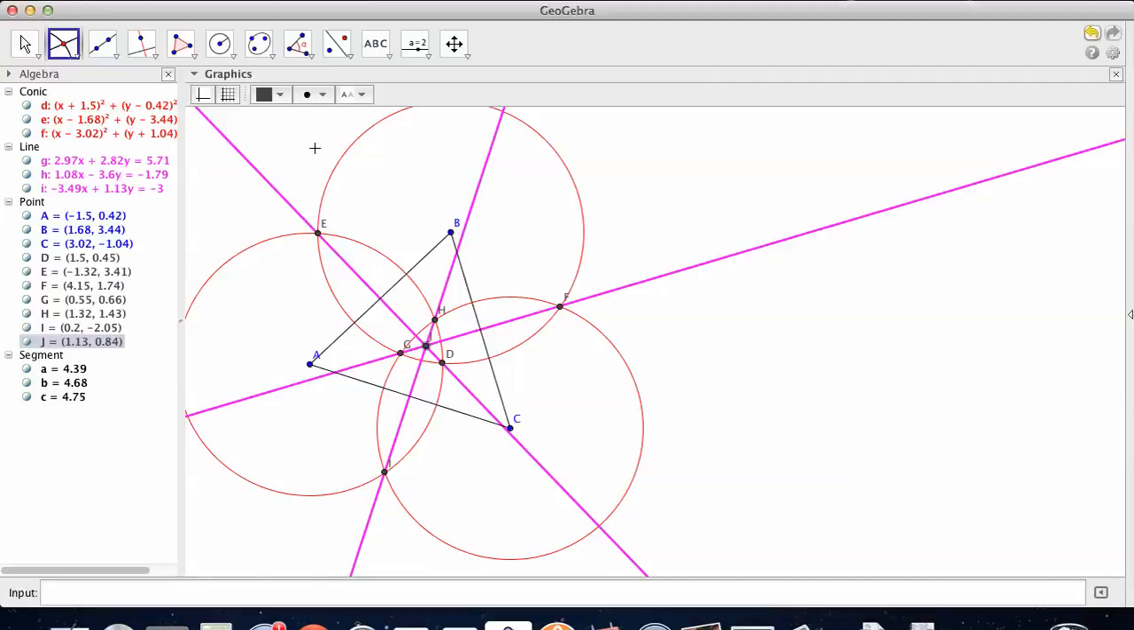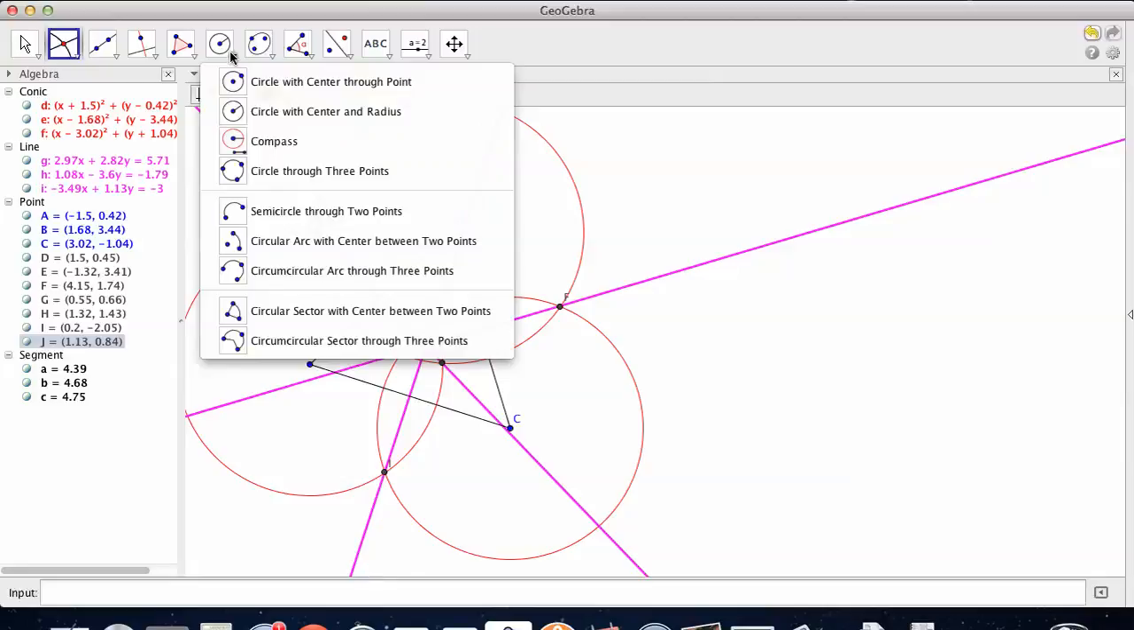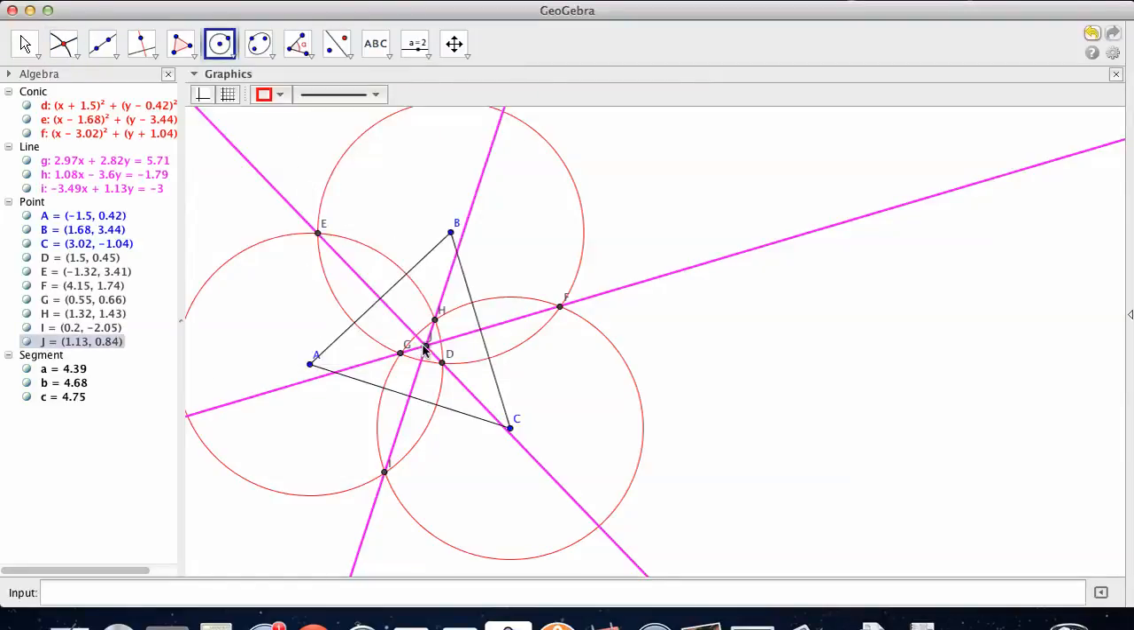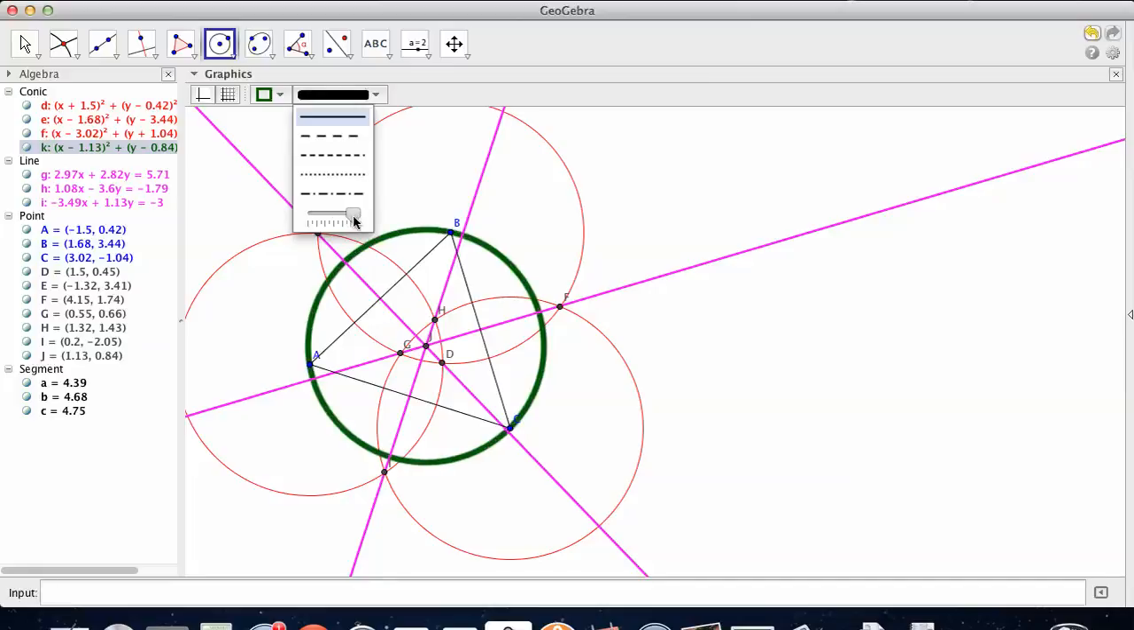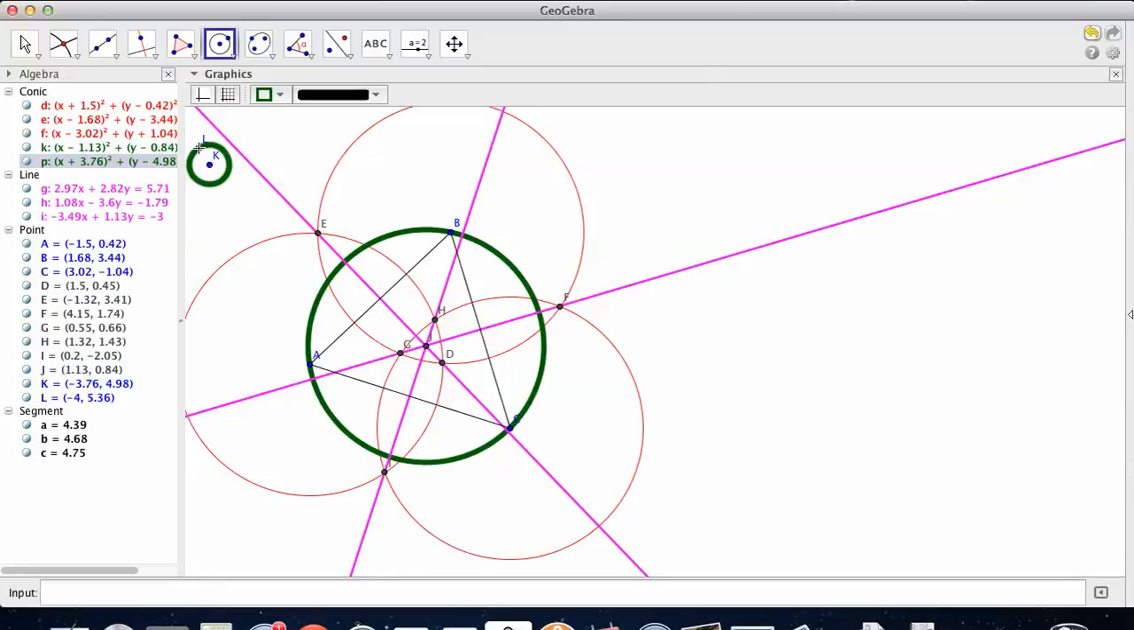The interesting thing about that center, it is the center of a circle. And that circle hits all three corners of the triangle. Now that's actually very useful.